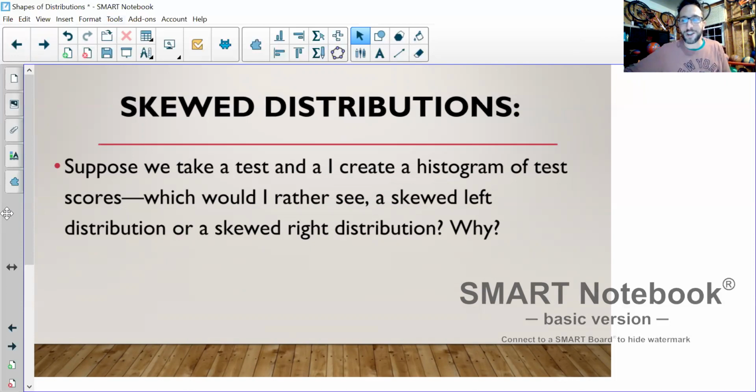But if everyone getting 100 is not an option, what do you think I would rather see in your test scores? Would I rather see our test scores distributed as skewed left? Would I rather see our test scores as skewed right? And why? So think about that. Remember, I want us to do well.